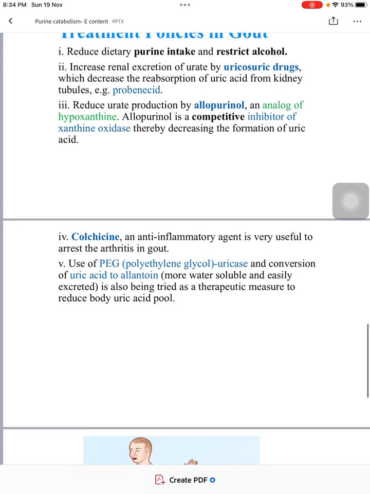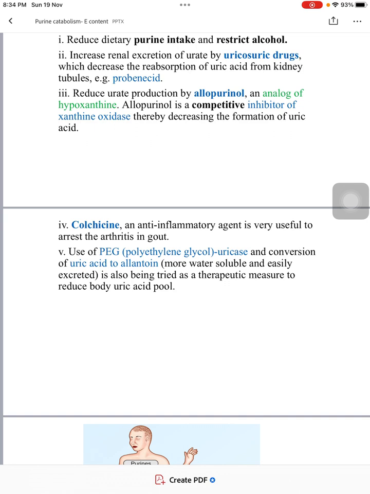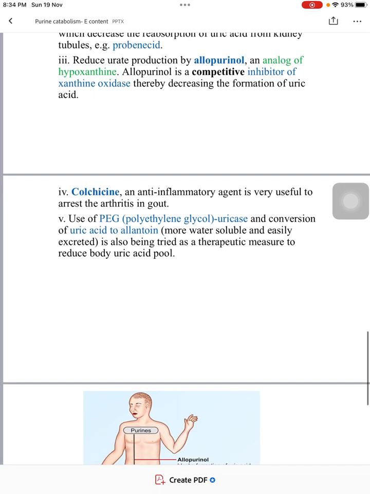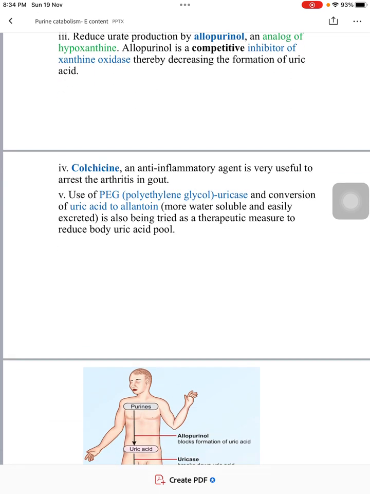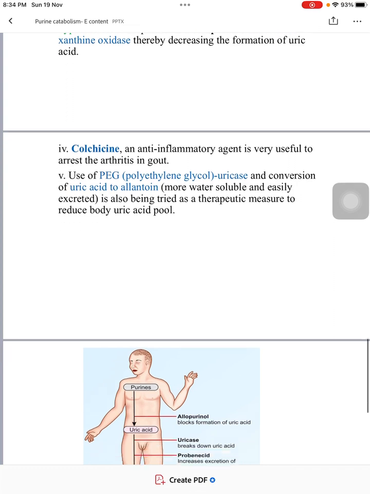Fourth one, colchicine, an anti-inflammatory agent, is used to arrest the arthritis in gout. Fifth, use of PEG uricase, or polyethylene glycol uricase, which converts uric acid to allantoin, a more water soluble and easily excreted form, is being tried as a therapeutic measure to reduce the body uric acid pool.